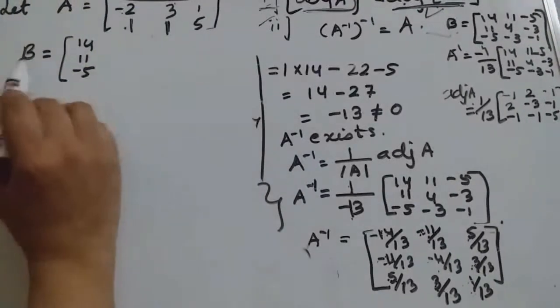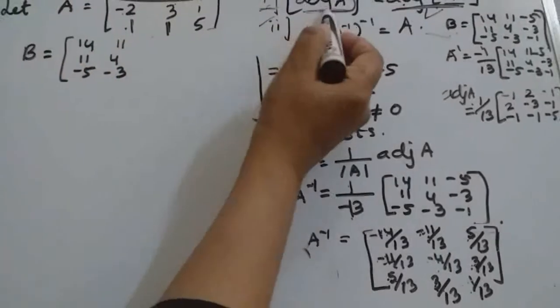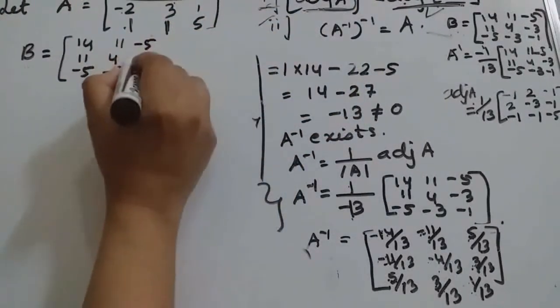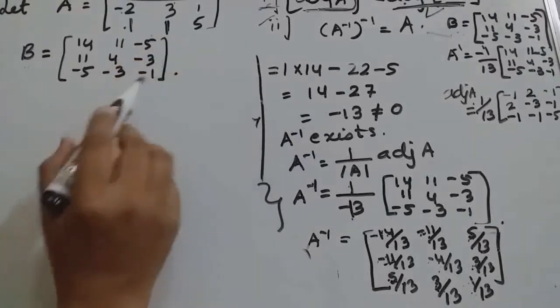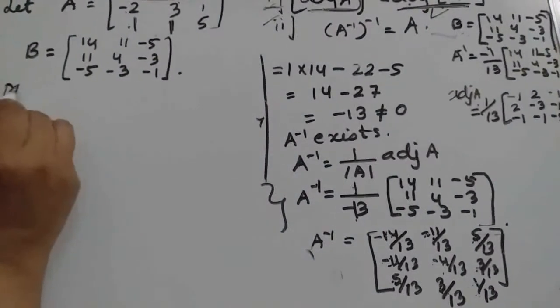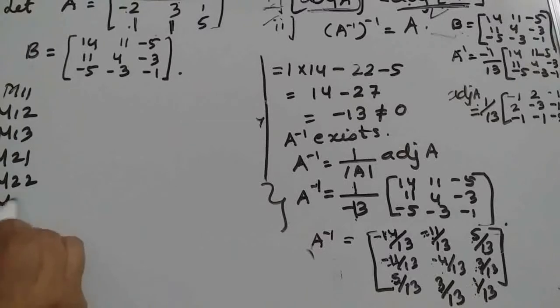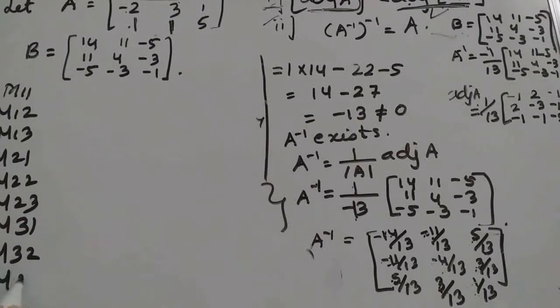So inverse of this B, isn't it? And this B is nothing but adjoint A. So we'll find minor and cofactor for this. So M11, M12, M13, M21, M22, M23, M31, M32, M33.